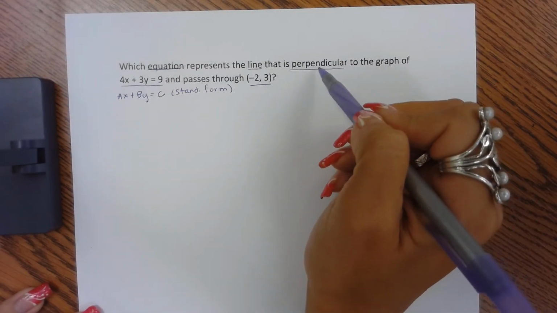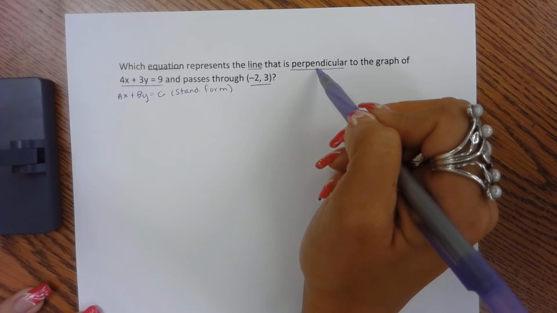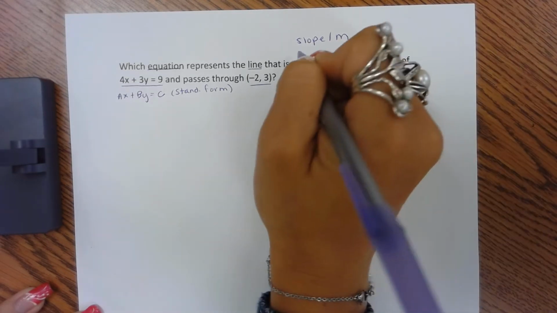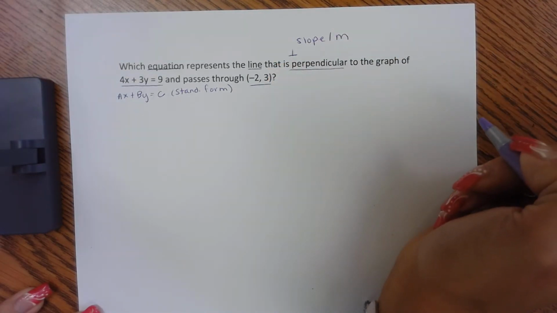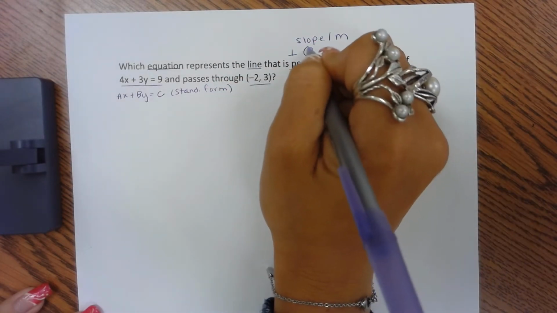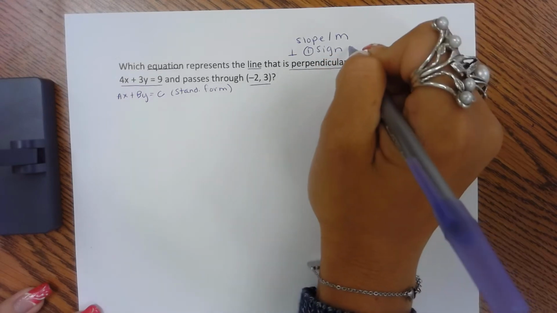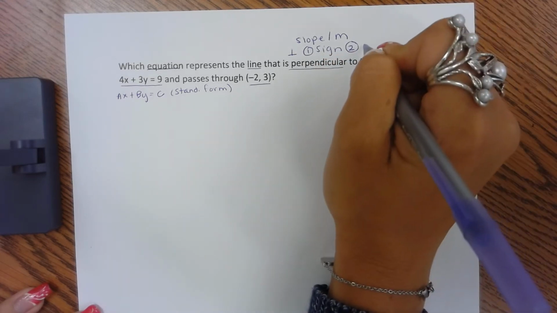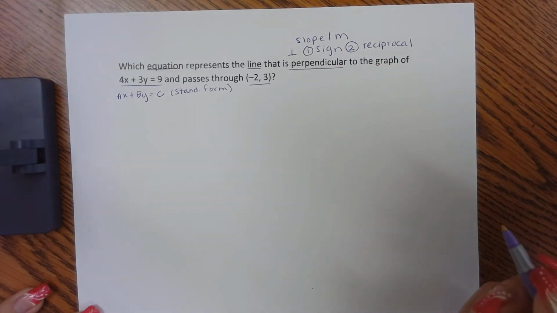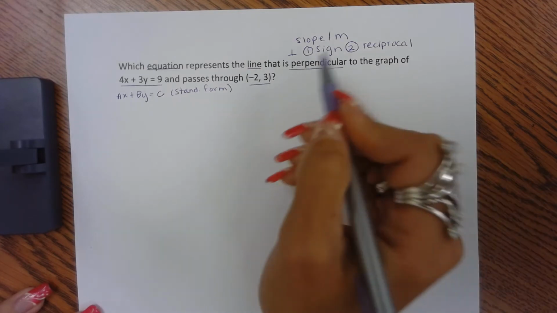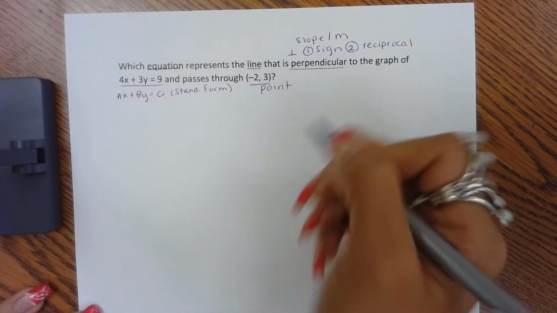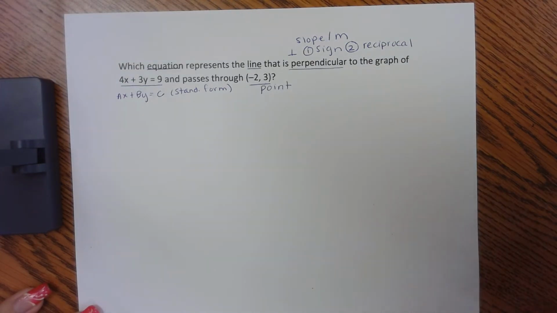So I want to look at this word perpendicular. Perpendicular deals with the slope of a line, our slope or our m. To find the perpendicular slope, you take the slope of the line, change the sign, and find the reciprocal, which means flipping the fraction. And here we are given a point that the new line we're trying to find is going to go through.